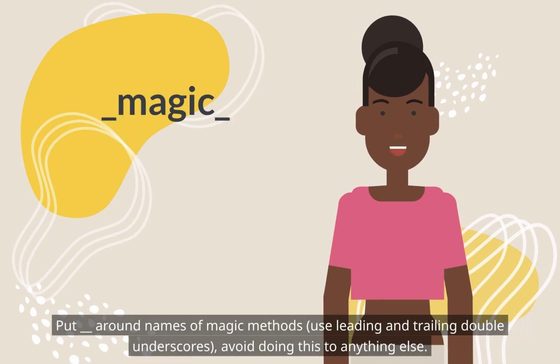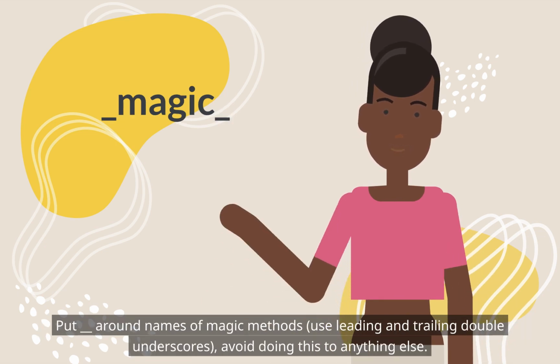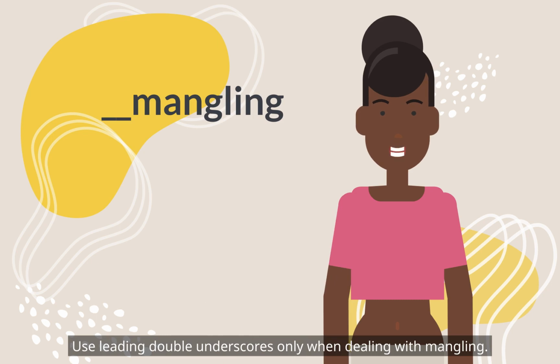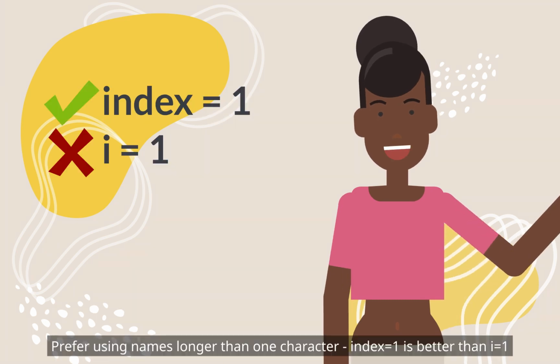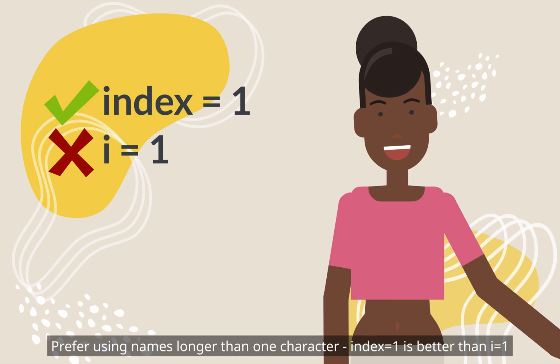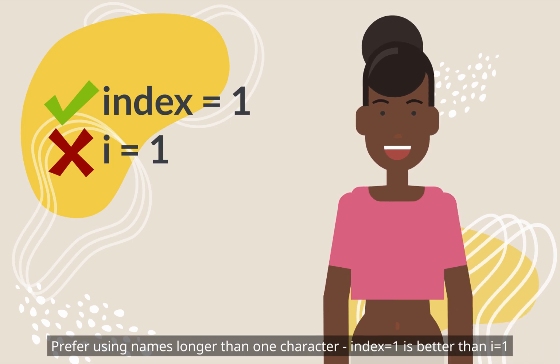Put underscores around names of magic methods. Use leading and trailing double underscores. Avoid doing this to anything else. Use leading double underscores only when dealing with mangling. Prefer using names longer than one character. index=1 is better than i=1.